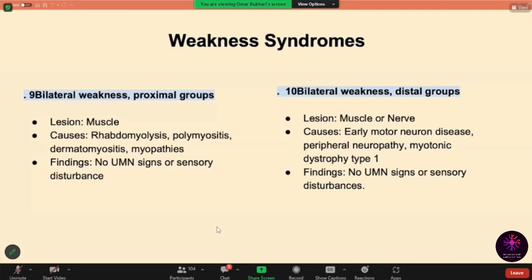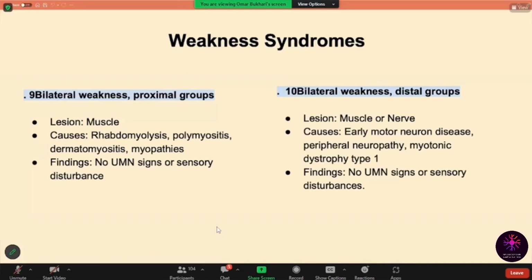The patient can also have bilateral weakness, proximal groups. The lesion can be in the muscles, caused by rhabdomyolysis, polymyositis, dermatomyositis, or myopathies. Findings: we will not see upper motor signs or sensory disturbance because the localization is in the muscles.